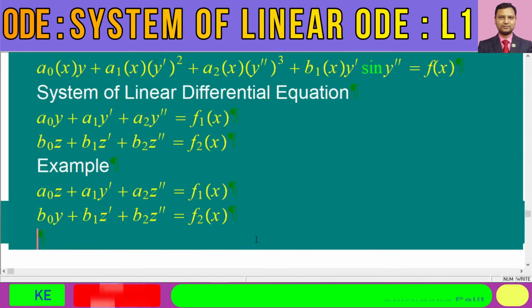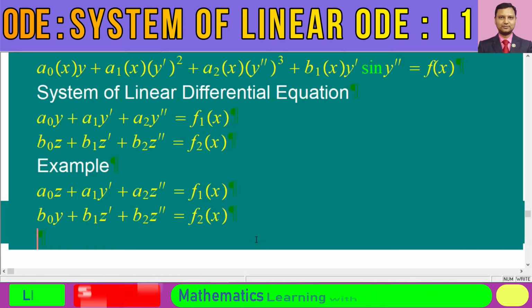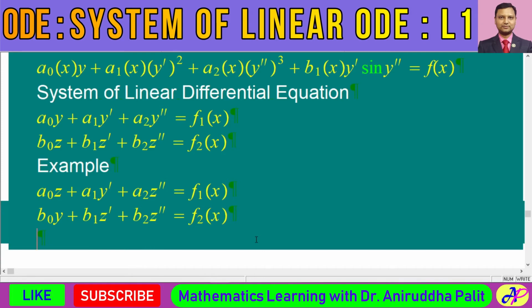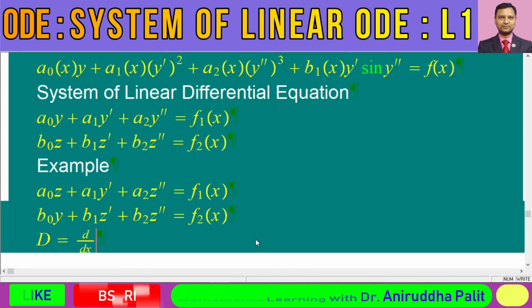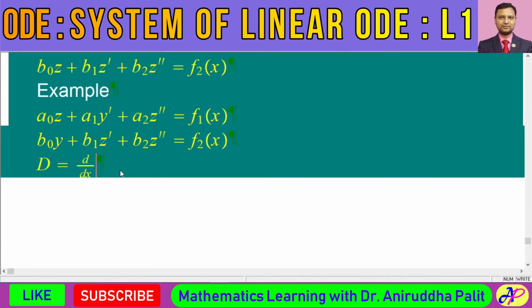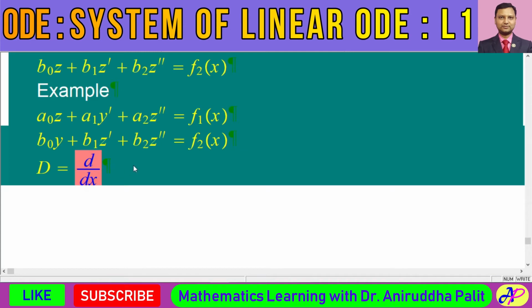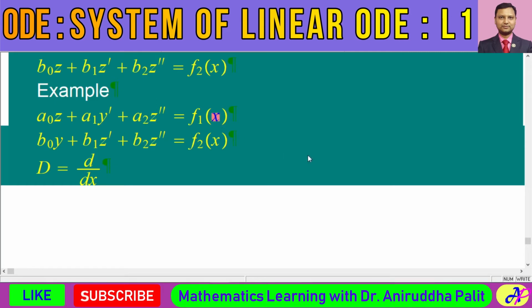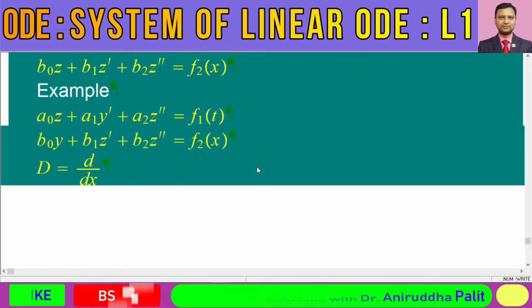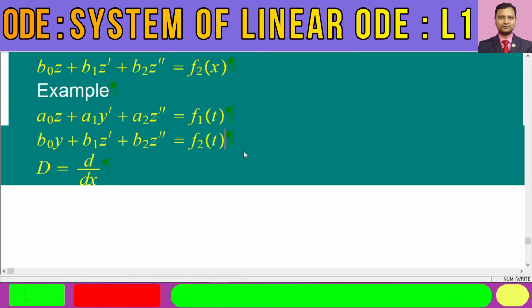And in this system of linear differential equations, we shall use a notation called the D operator. What is this D? D is the operator d/dx, and in your book you will find that this is the operator d/dt. Whatever it is, x or t, that would be the derivative operator with respect to the independent variable. So let us write the independent variable as t.